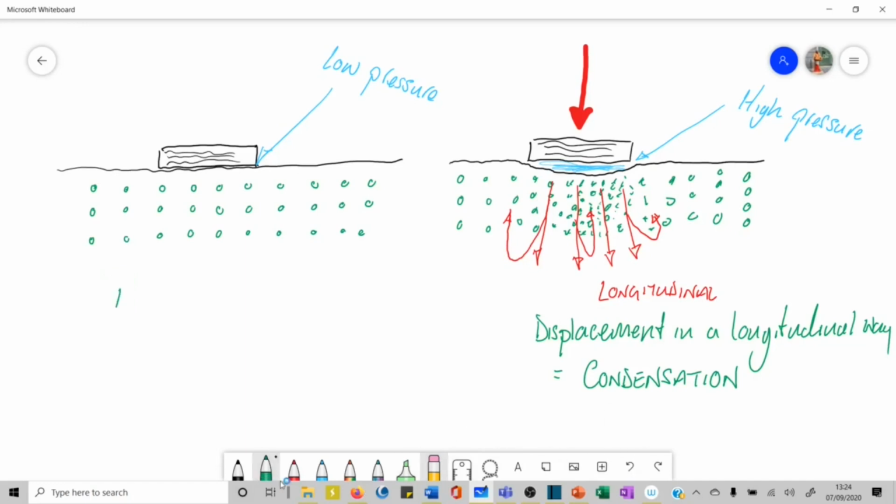That is called rarefaction. I'm not making this up, by the way. You've got a displacement, which is a condensation, and you've got a rarefaction. So what do you think happens next?